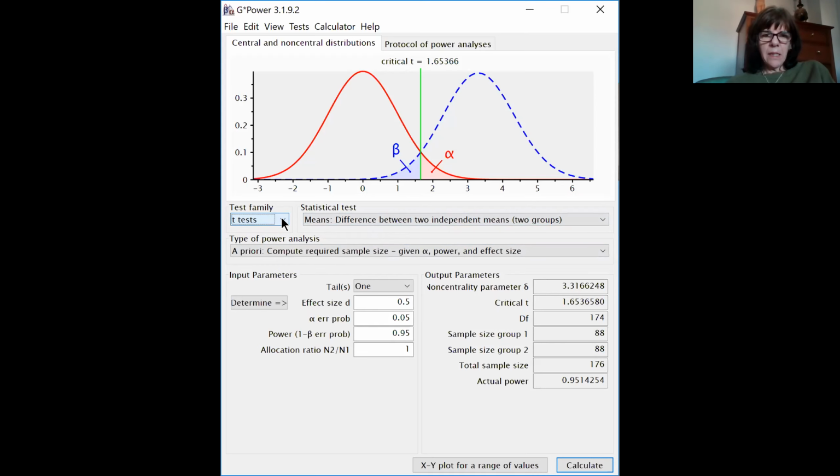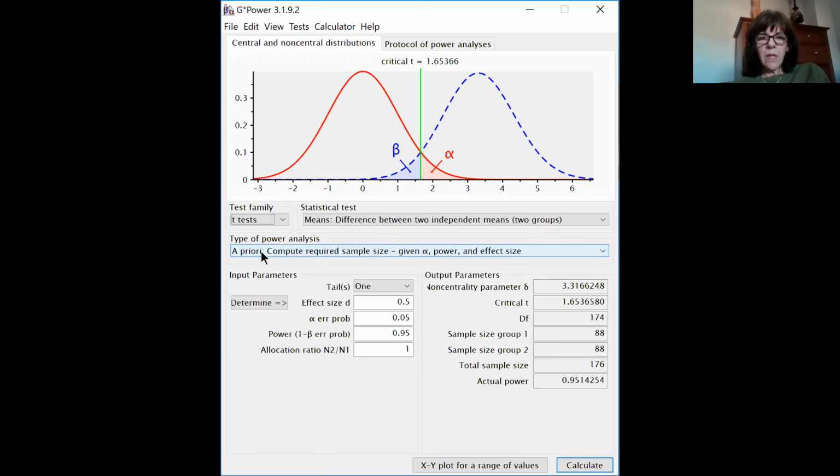It has the t-tests, which you're all familiar with. It also has chi-squared tests, with which you're familiar, z-tests, with which you're familiar, and f-tests, which you should be familiar by this point with analysis of variance. We're going to start by looking at t-tests. It also, by the way, has different types of power analysis.